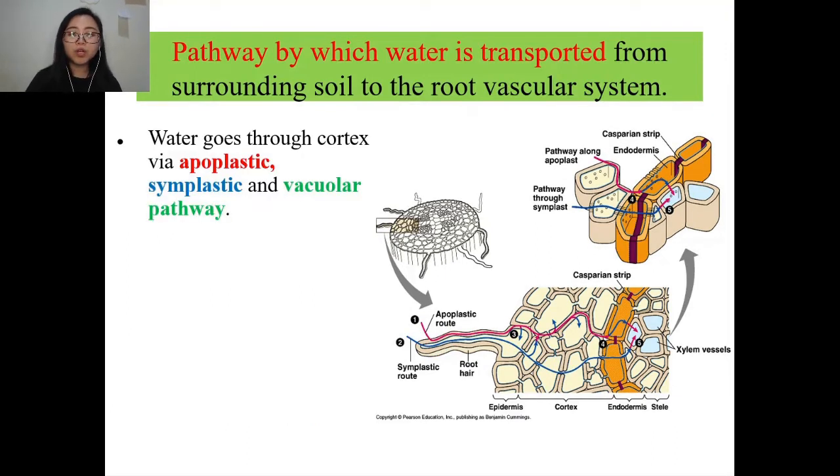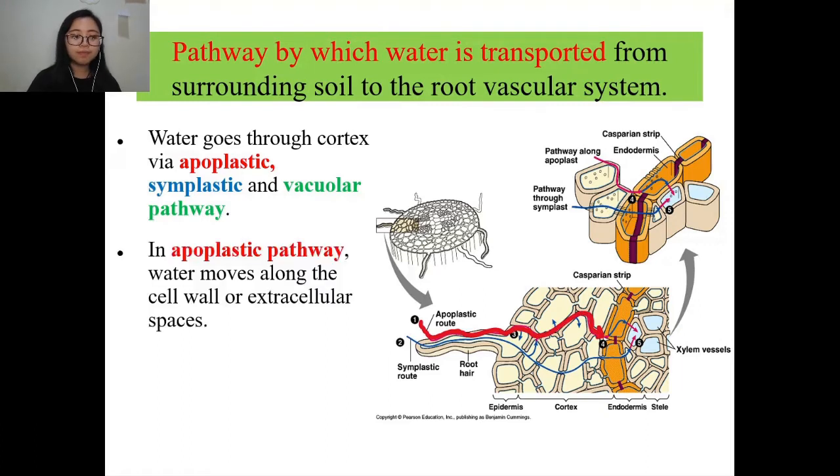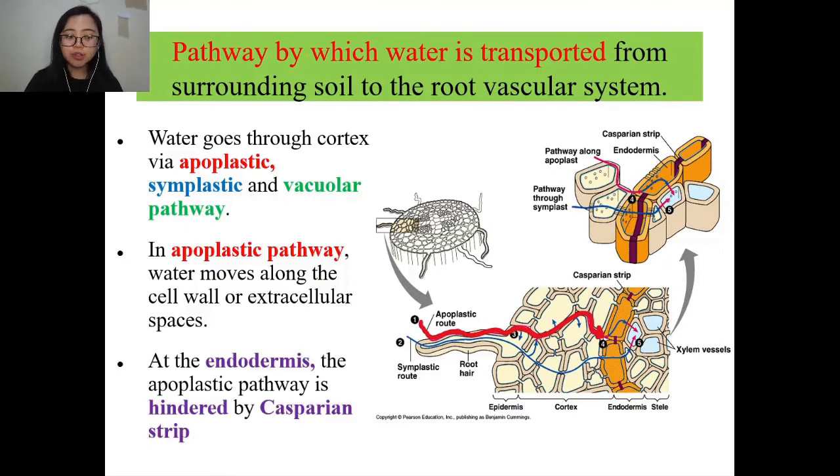Water will go through the cortex via apoplastic, symplastic, and vacuolar pathway. Dia ikut itu tiga pathway yang kita belajar tadi. So, this apoplastic pathway will look like this. In the apoplastic pathway, water moves along the cell wall or extracellular spaces. At the endodermis, the apoplastic pathway is hindered by the Casparian strip. Hindered means dia terhalang atau diganggu oleh Casparian strip.